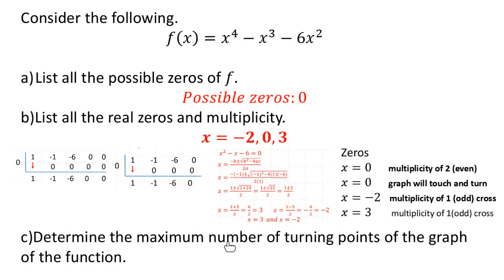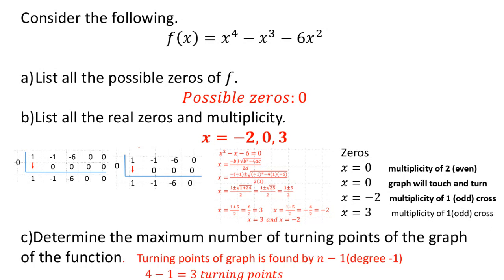Okay, the maximum number of turning points can be found by taking the degree minus 1. So n here represents degree. The degree minus 1 is going to give you your turning points. So here we have 4 minus 1, which is equal to 3 turning points. 3 turning points does not mean that you should see 3 actual turning points. You just cannot have more than 3. You could have less than 3.